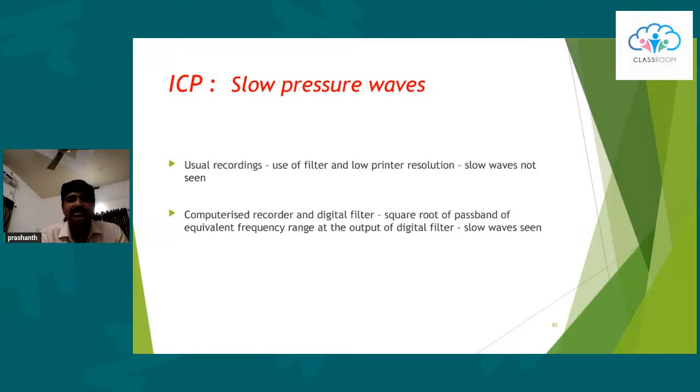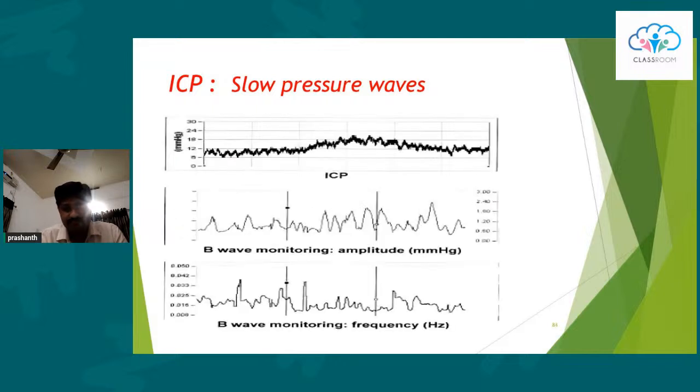Now, a normal ICP monitor may not detect these slow waves, so you need special filters with high resolution to detect them. You may need a computerized recorder and digital filter to actually look at these waves. In this diagram, you can see that without a filter, you may not appreciate these B waves at all. When you use the filter, in the subsequent images you can actually look at the B wave morphology.